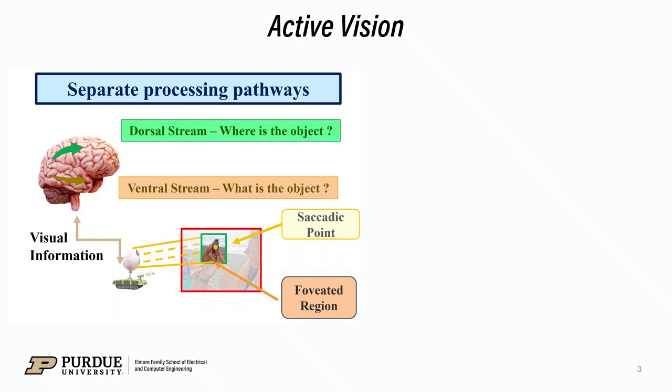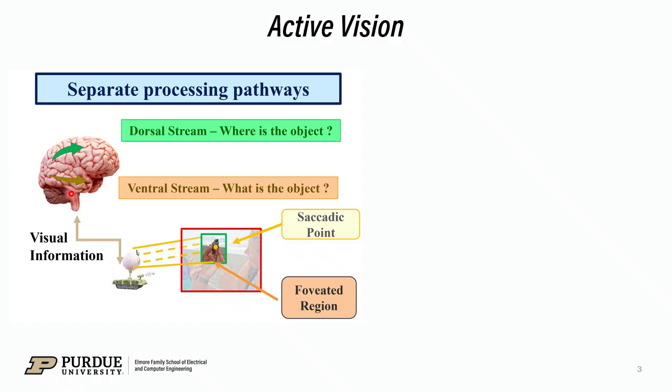To do that, let's step back and look at active vision, the way humans or animals learn in the real world. Visual information in human brains is processed via two separate pathways. The dorsal stream is responsible for locating the object, or spatial awareness, and the ventral stream is responsible for classifying or understanding the object once the dorsal stream has localized the target. This is how visual information is processed in the brain.